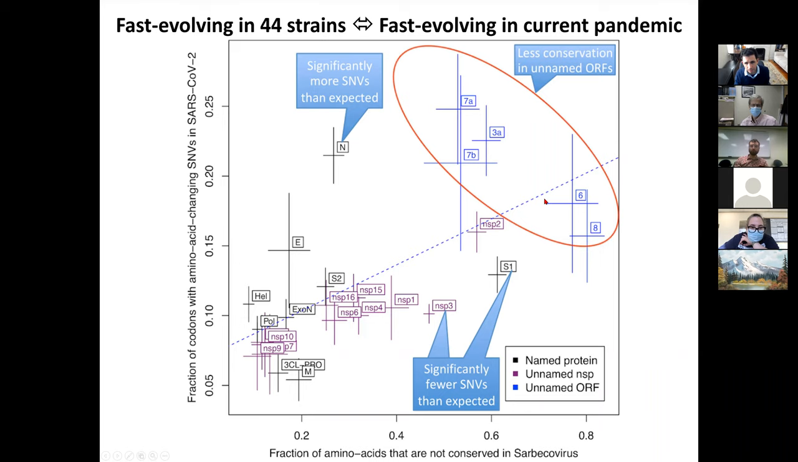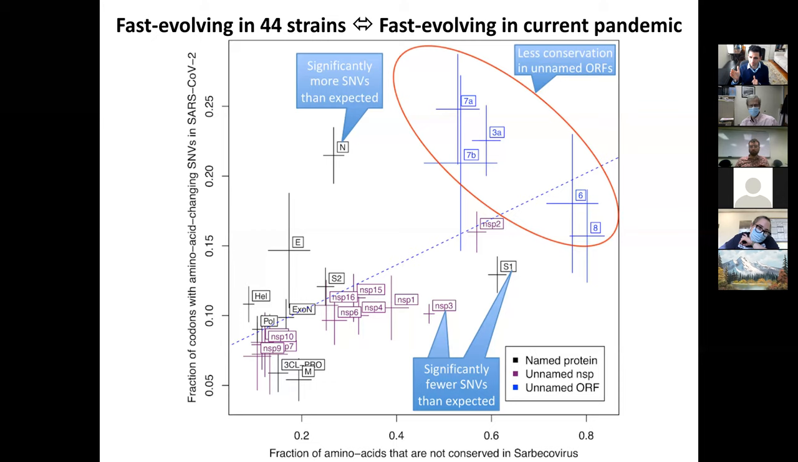What we're finding is a very interesting linear relationship between the two, namely protein coding genes that are very slow evolving across the vast swaths of evolution are also very slow evolving currently. And genes that are very fast evolving across large evolutionary timescales are also fast evolving now, except for a handful of exceptions. So you see that S1 is significantly below what you would expect based on the amino acid changing single nucleotide variants that you see in the current pandemic, and so is NSP3. Both of them appear to be rapidly evolving before, but slowly evolving now.